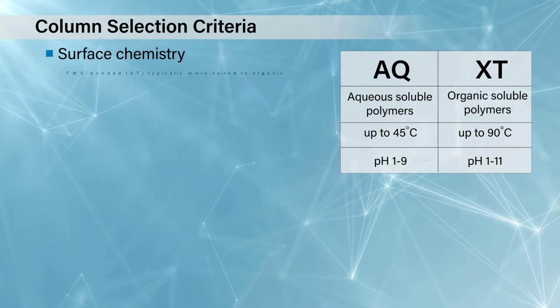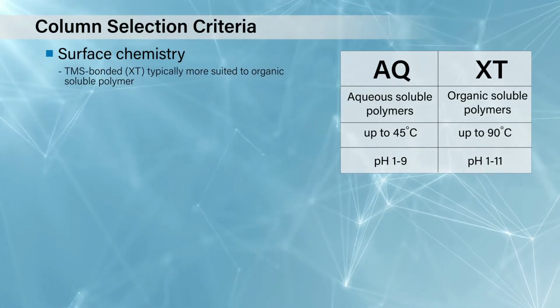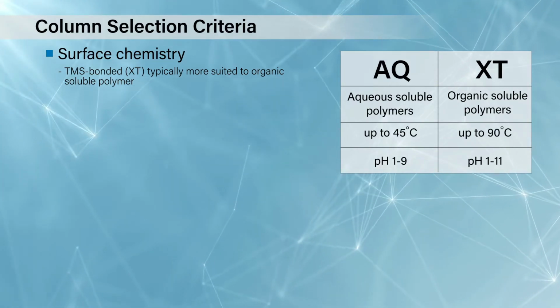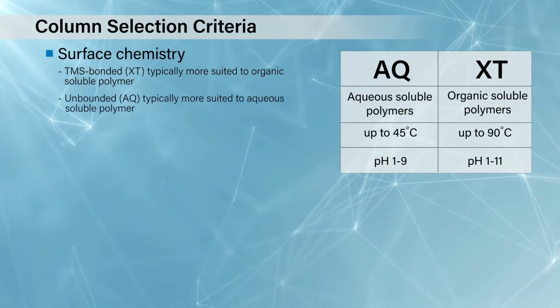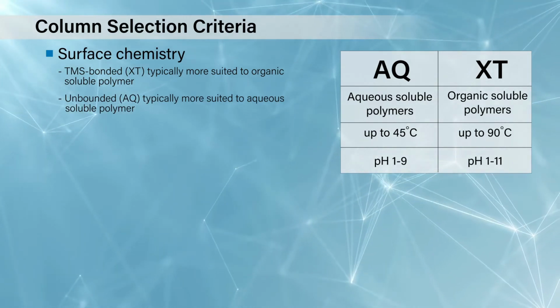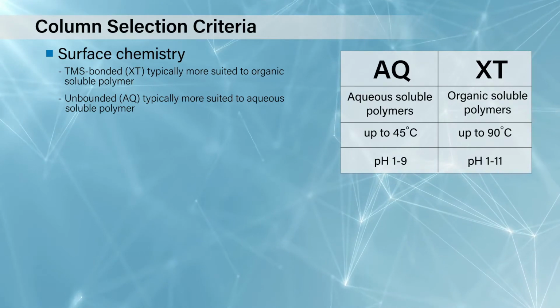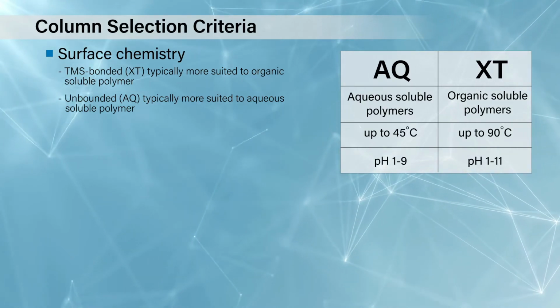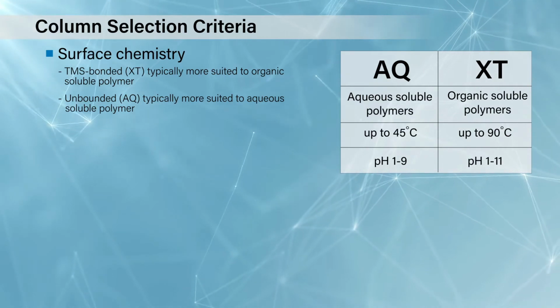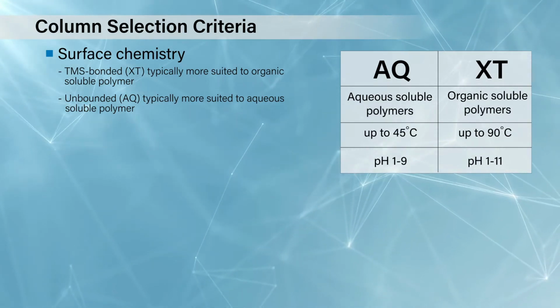We have the TMS bonded, the XT column range. They tend to be more suitable for organic soluble polymers. And we have the unbonded phase, which is known as the AQ. Tends to be more suitable for the aqueous soluble polymers. But either column chemistry can be used in any solvent due to the robustness of the APC particle itself.